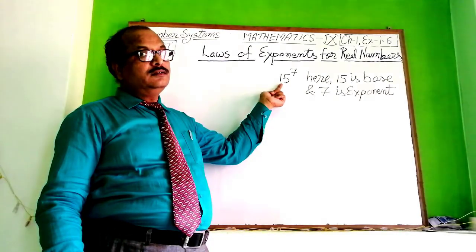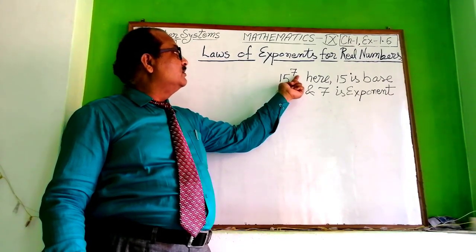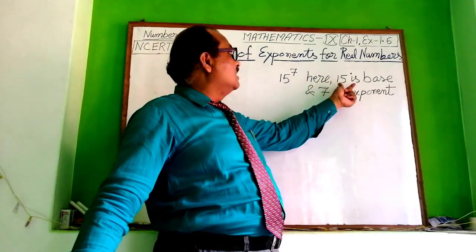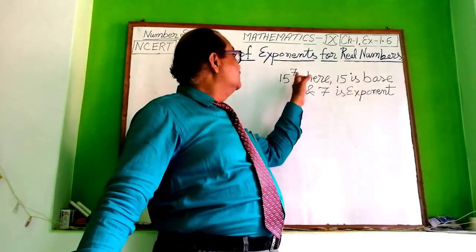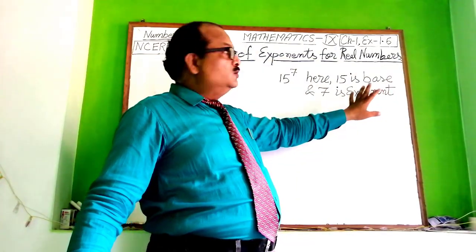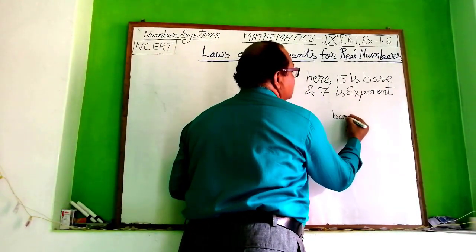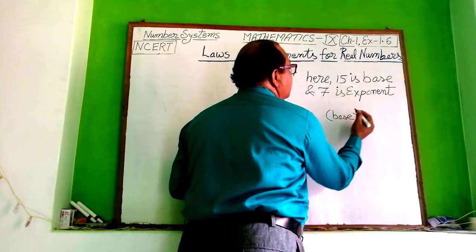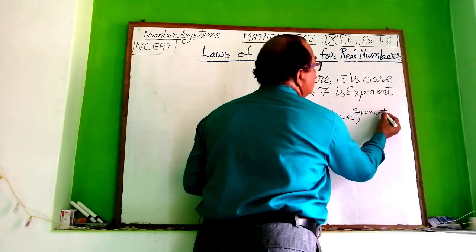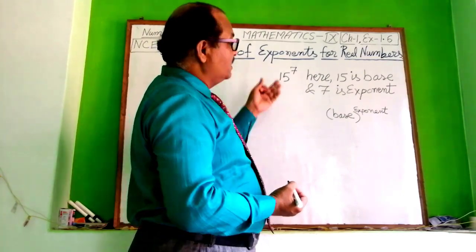Look on the whiteboard. Here 15 raised to the power 7 is written. You can see here this 15 is called the base and this 7 is the exponent. So you must see what is written here, that is called the base, and what is written in the power is known as the exponent. After understanding it, I will start the laws of exponents.